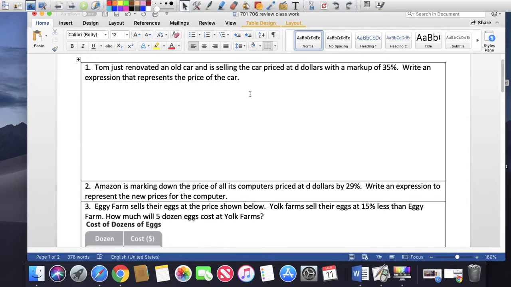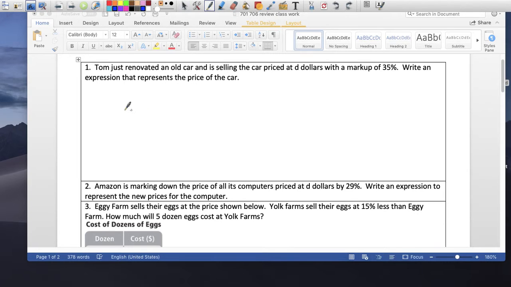Now, Tom just renovated an old car and is selling the car priced at $D with a markup of 35%. Write an expression that represents the price of the car. So we can write it like this. Okay, let's try again. There we go.